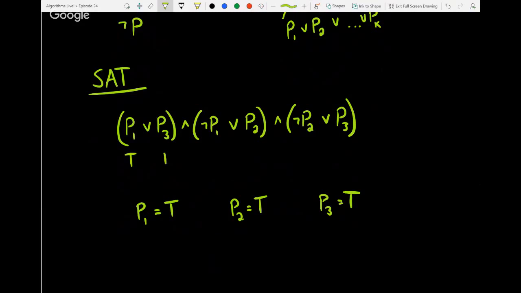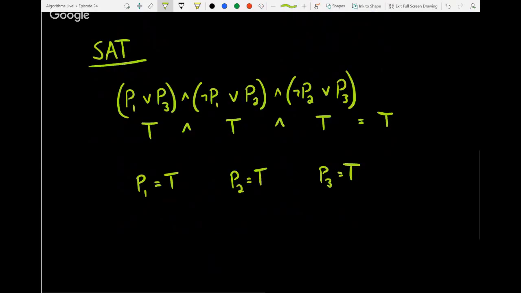Well, what we get here is true and true, true or true. True or true reduces to true. Then we get not true, so that's false, or true, that's true. False or true is also true. And then this last one, we get not true, which is false, ORed with true. So false or true turns into true. And so the goal is you want to get every single one of these to be true because they're all disjunctions together. So true and true and true is the only way you get true. So this whole thing resolves out to true.